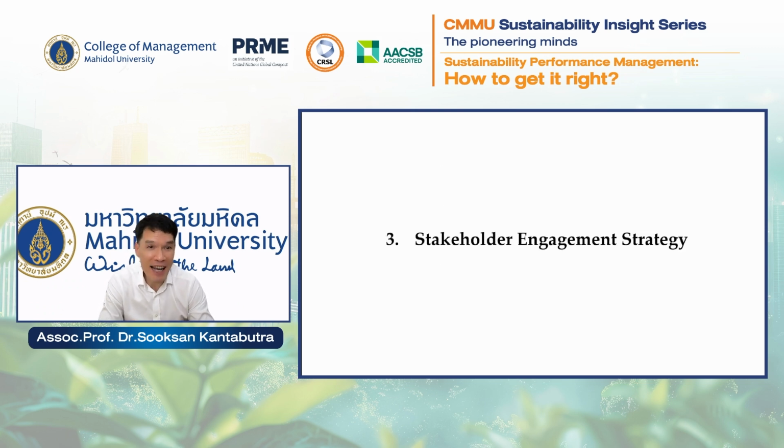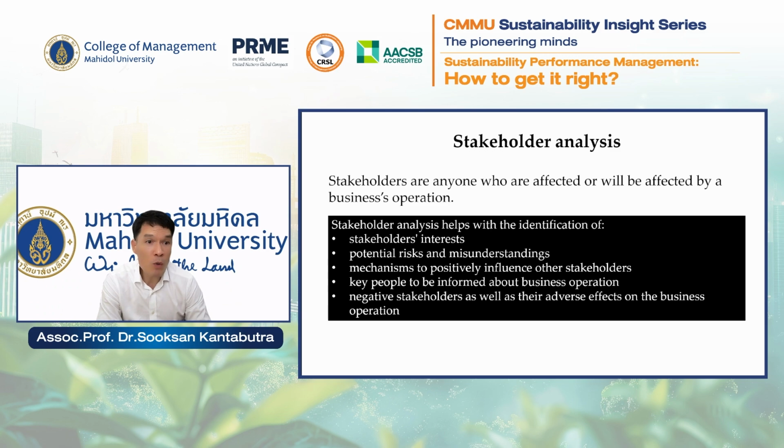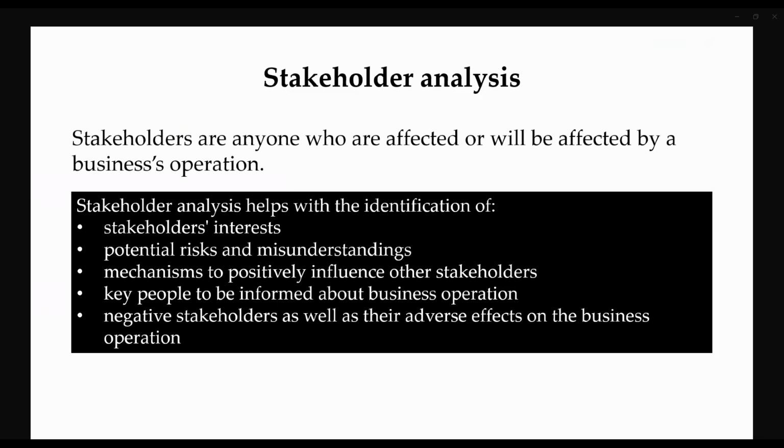And then stakeholder engagement. This is very important, and I think a lot of firms, even listed companies in Thailand, didn't do this. Okay, so stakeholder engagement strategy, the goal is to improve the relationship with them. We want to have a good relationship with our stakeholders. So who are these stakeholders? The stakeholders are anyone who is affected or will be affected by our operation, including future generations.